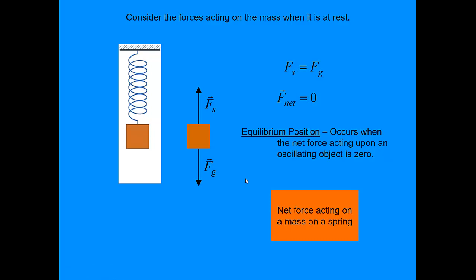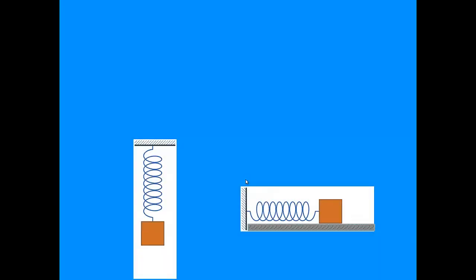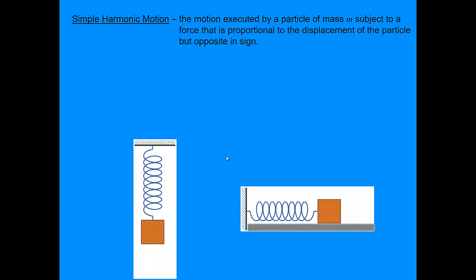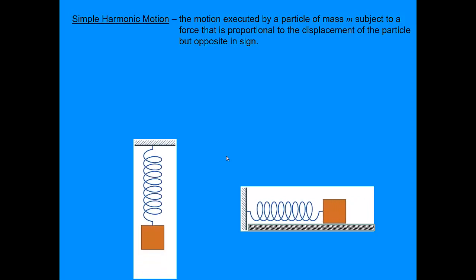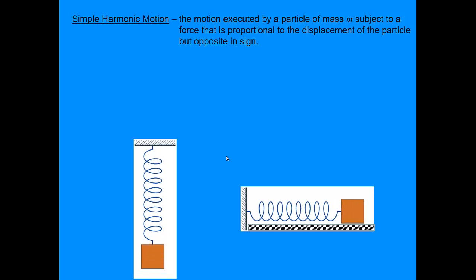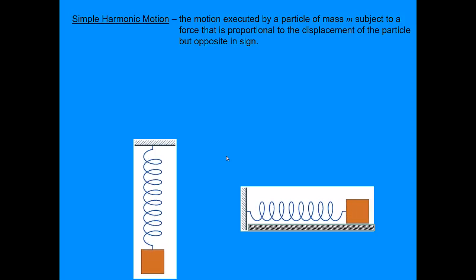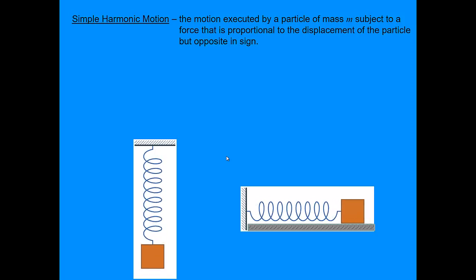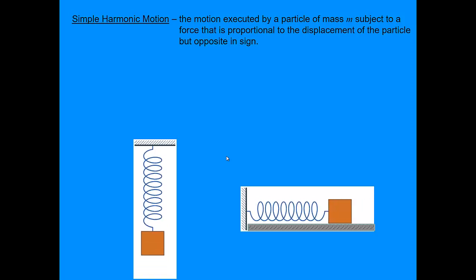This is a process that is always going to be true for a certain kind of oscillatory object called simple harmonic motion, a simple harmonic oscillator. Okay, this is when a particle of mass m has a force that is proportional to the displacement of the particle, but opposite in sign. That displacement, by the way, being measured from the equilibrium position.